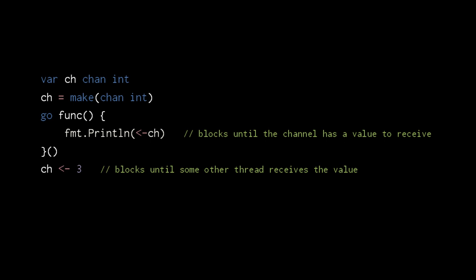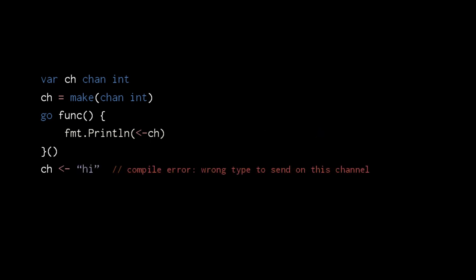Be clear that a single channel can only send and receive values of a particular type. Here, if we attempt to send a string on our channel of ints, the compiler will object. If we want to send strings on a channel, we need a channel of strings, like so.